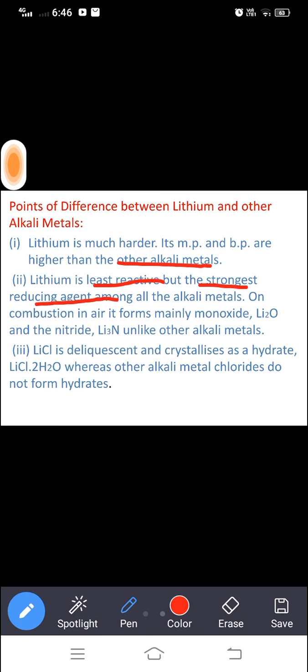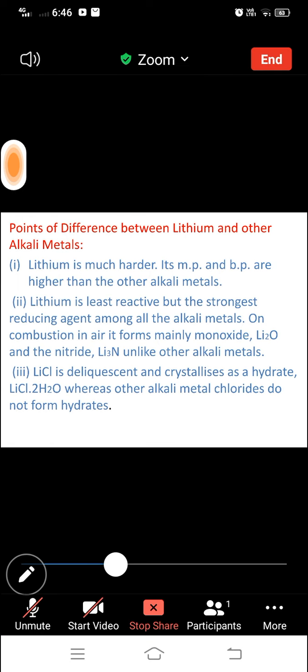Whenever lithium reacts with air, it forms lithium oxide and lithium nitride, because air contains oxygen and nitrogen also. And lithium chloride is deliquescent. Deliquescent means it has a watery nature. When you keep it outside without closing the tap, it will become liquid. The reason is that it has a high hydration energy, so it is deliquescent. But the other alkali metal chlorides do not form hydrates, because their hydration enthalpy is less.